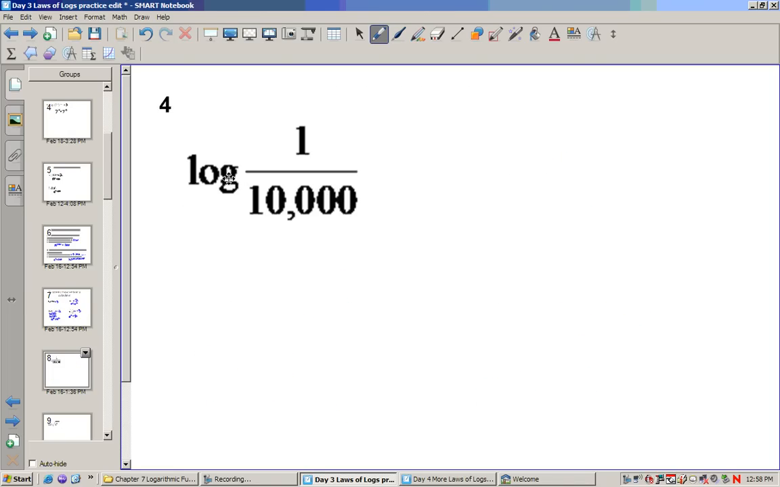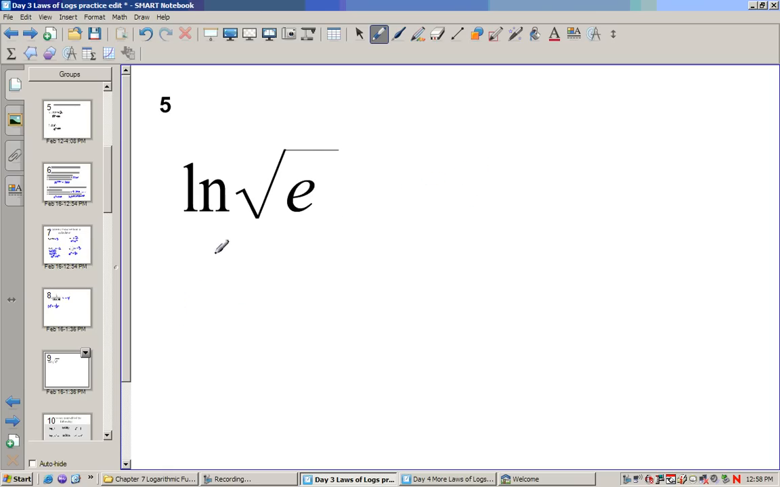Now try this one on your own. Log of 1/10,000th. Well, 1/10,000th is 1 over 10 to the fourth. So 10 to which power is 1 over 10 to the fourth? Negative 4. Natural log of the square root of e. e to which power is equal to, this is the same thing as e to the 1/2. So that's just saying x has to be 1/2.